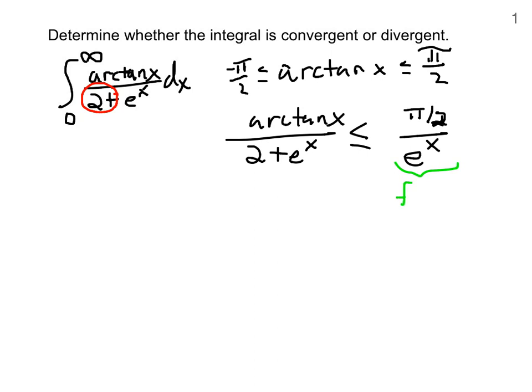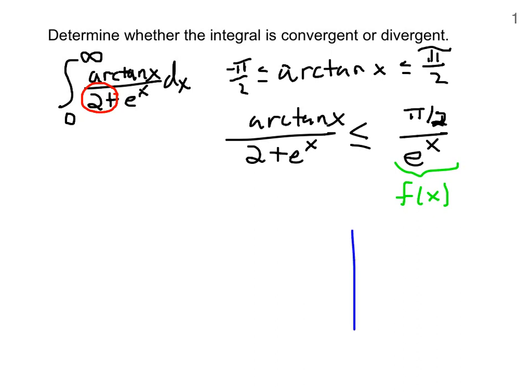Remember from the comparison theorem, if we have a function that's larger than the given function, what we want to do is call that f of x, and if that function has an integral that is convergent, then our function has no choice but to also be convergent. The area under our curve is also convergent.